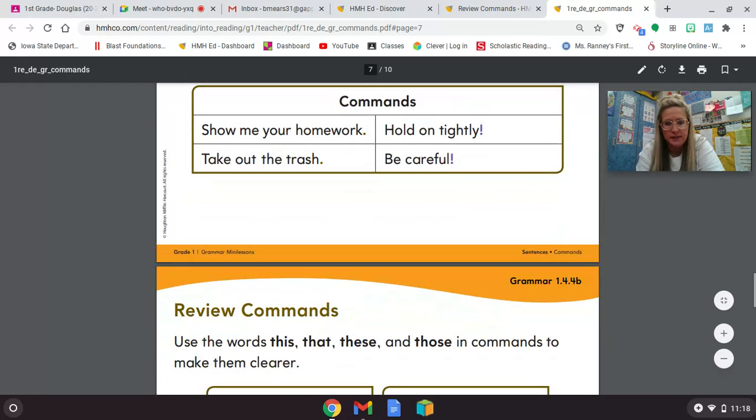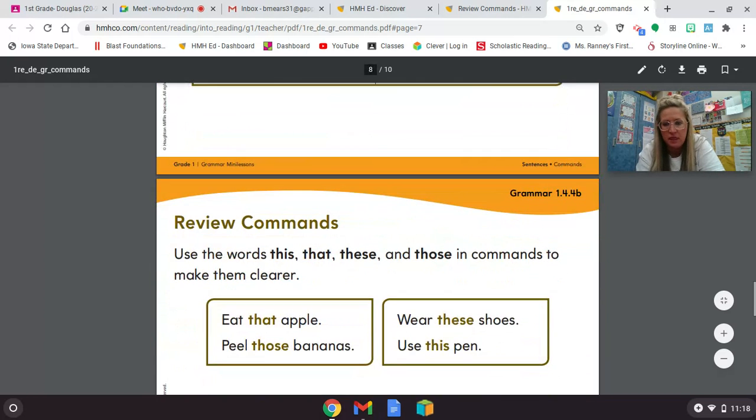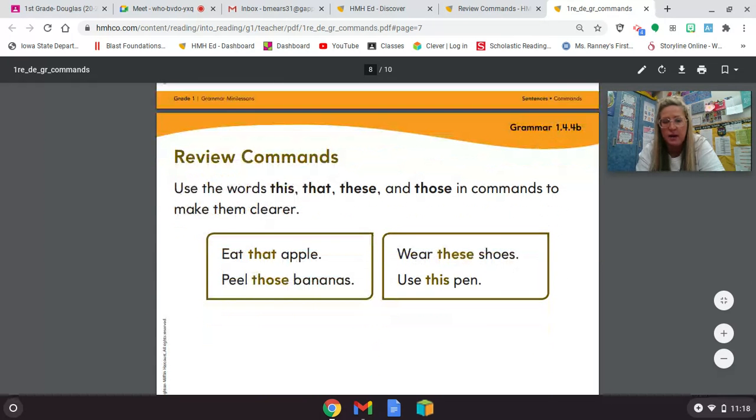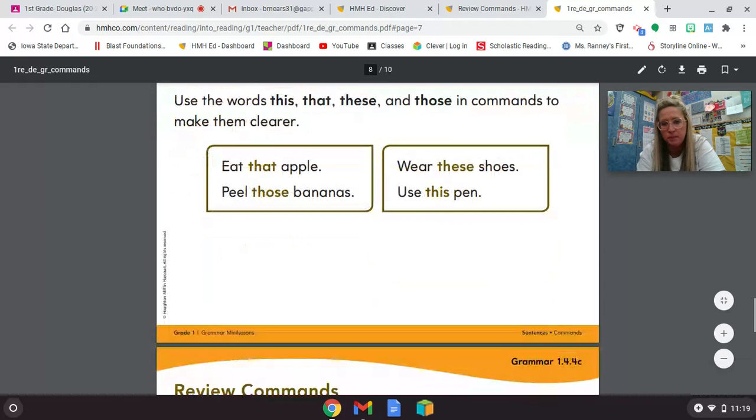Here's the next one. It says these words, this, that, these, and those are used in commands to make them clearer. Okay? Eat that apple. Peel those bananas. Wear these shoes or use this pen. Okay? They're all commands. They're all telling you to do something, but they're using those special words that help make the command more clear. Okay?